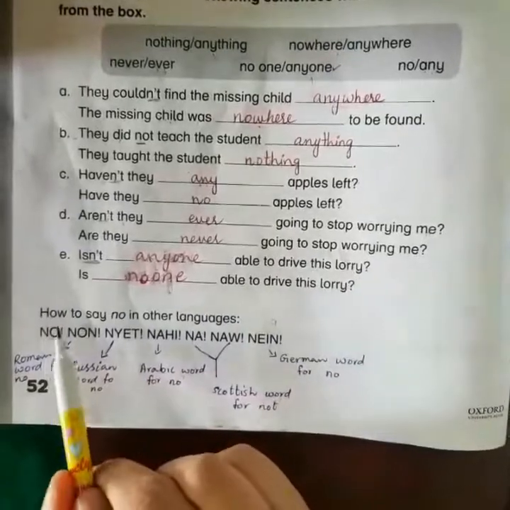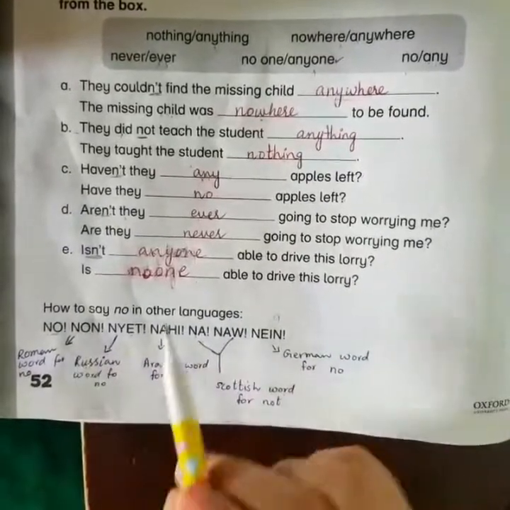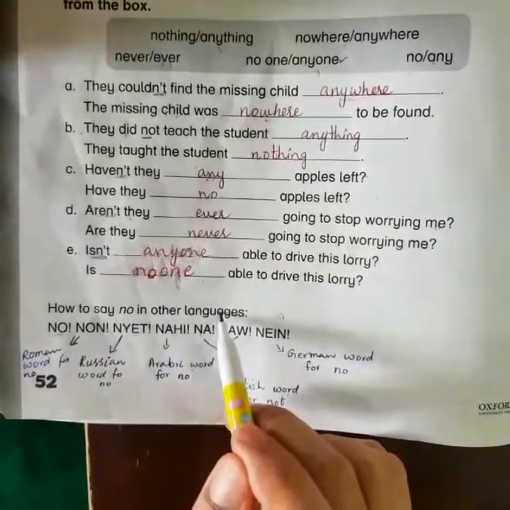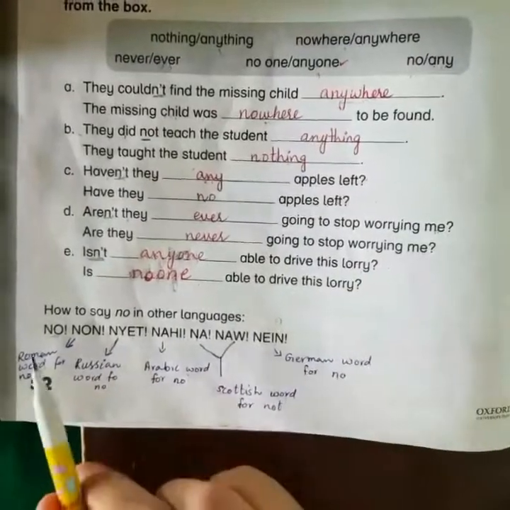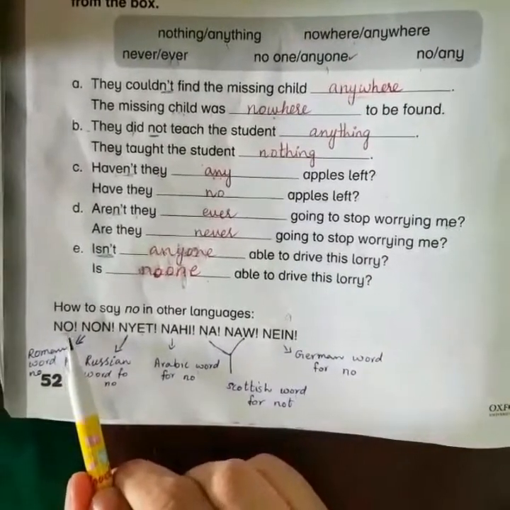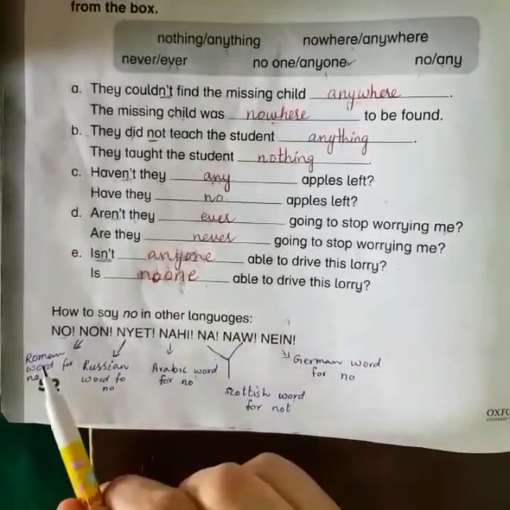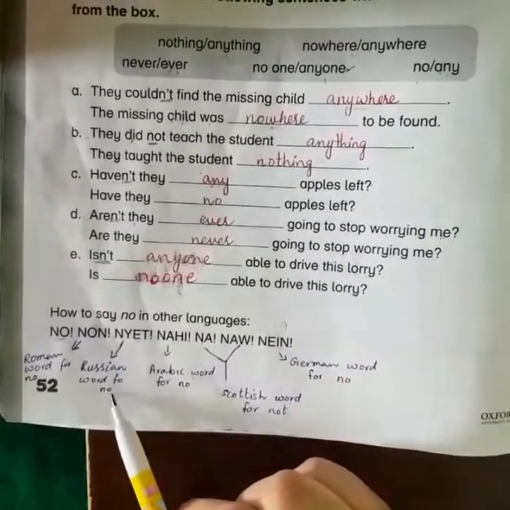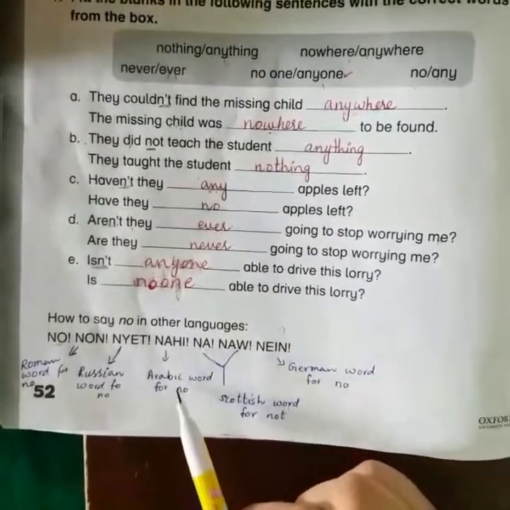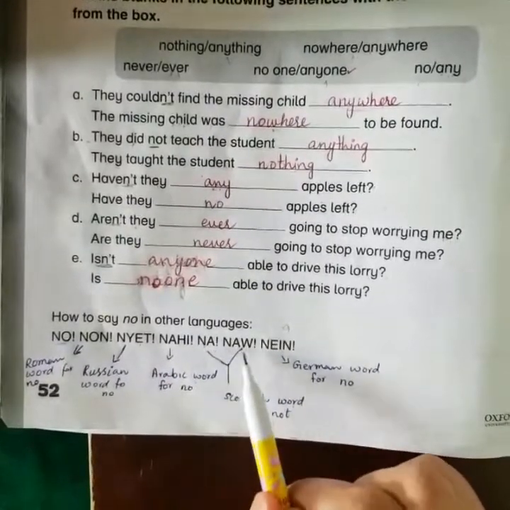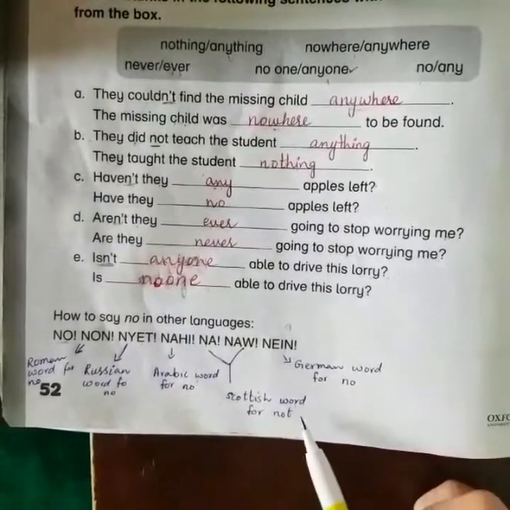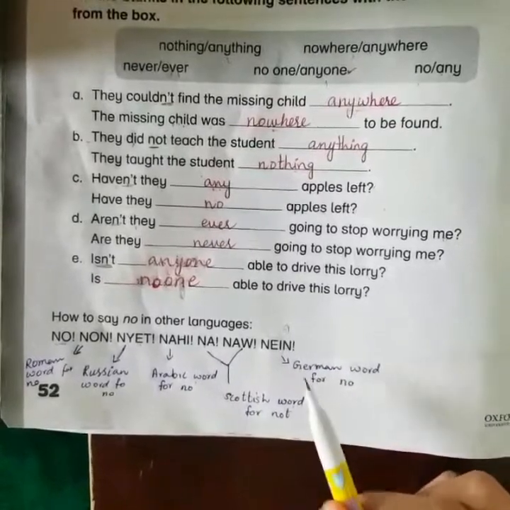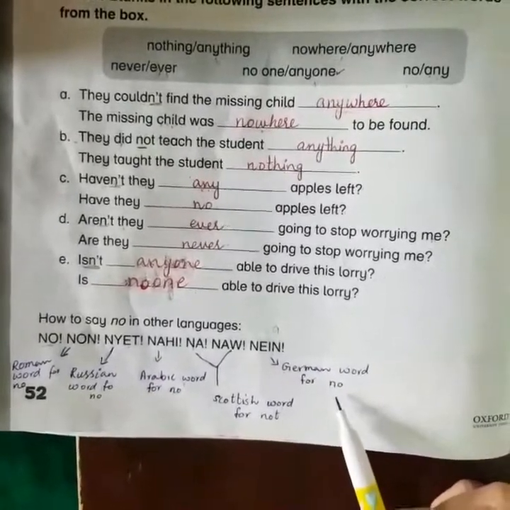Now let's know the other words which are used in other languages related to no. No is used in English. None, it is a Roman word for no. Niet, it's a Russian word for no. Nahi, it's an Arabic word for no. Na and na, it's Scottish words for not, and nine, it's a German word for no.